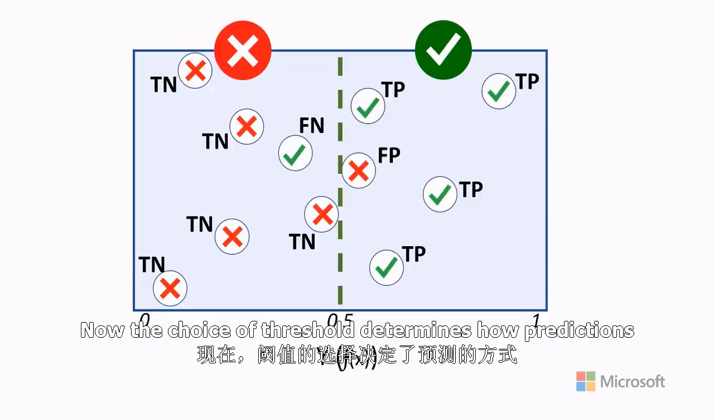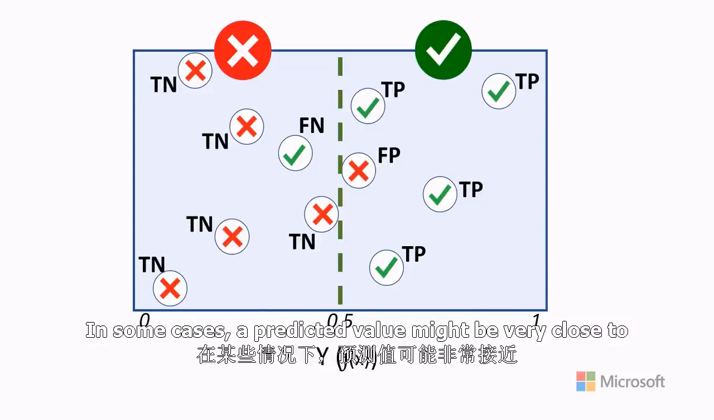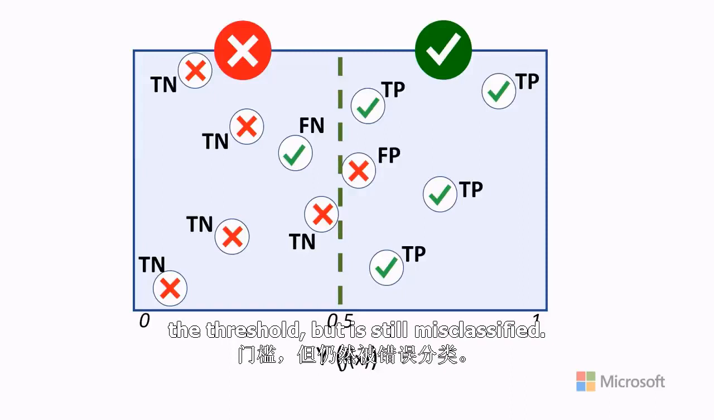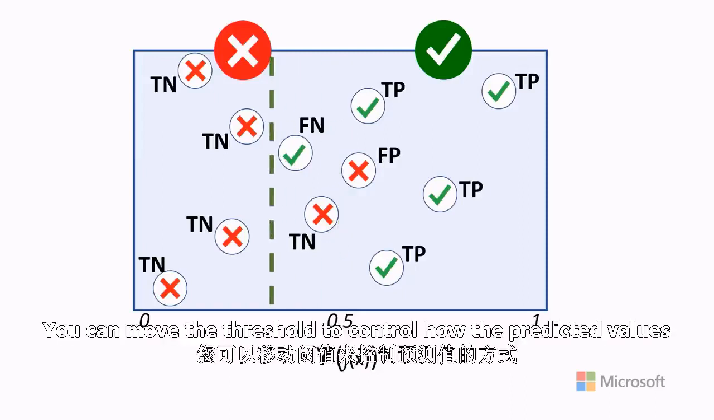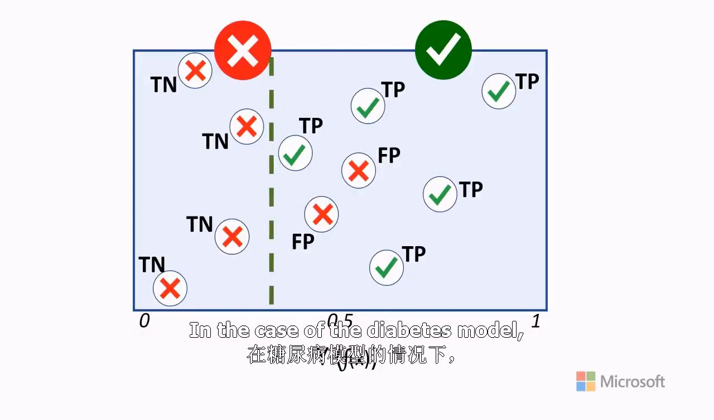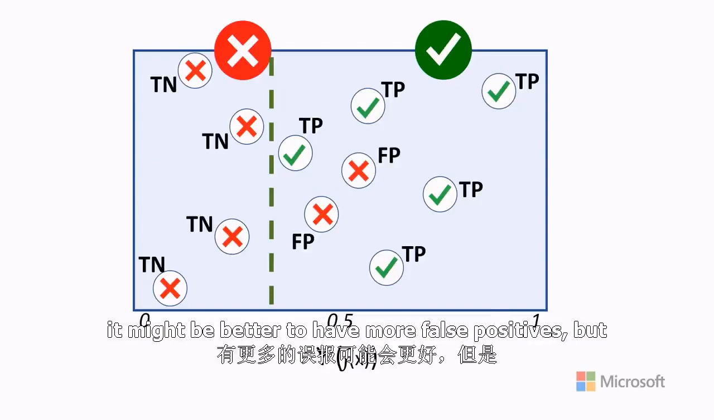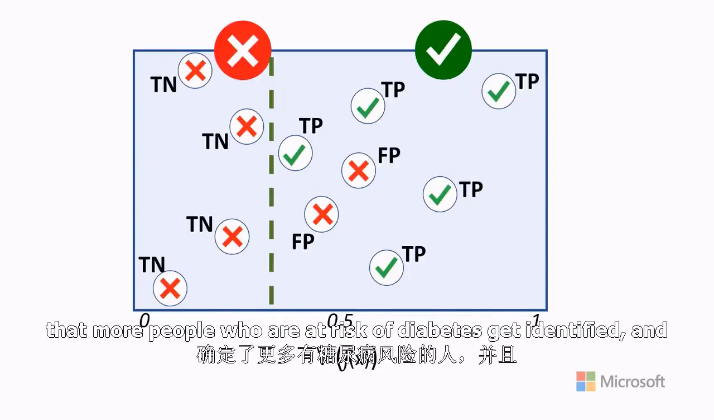Now, the choice of threshold determines how predictions are assigned to classes. In some cases, a predicted value might be very close to the threshold, but it's still misclassified. You can move the threshold to control how the predicted values are classified. In the case of the diabetes model, it might be better to have more false positives, but reduce the number of false negatives, so that more people who are at risk of diabetes get identified.